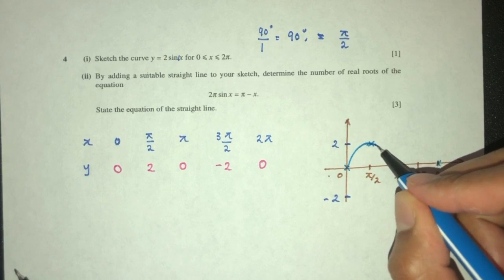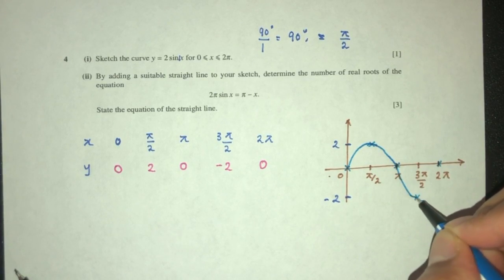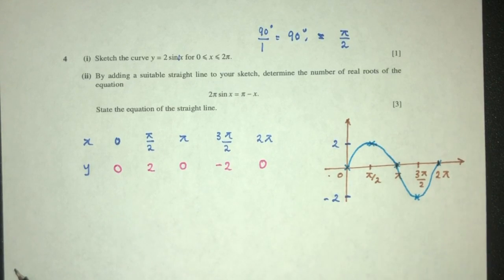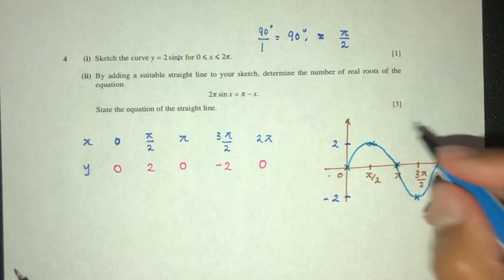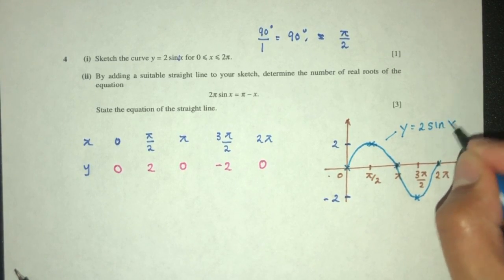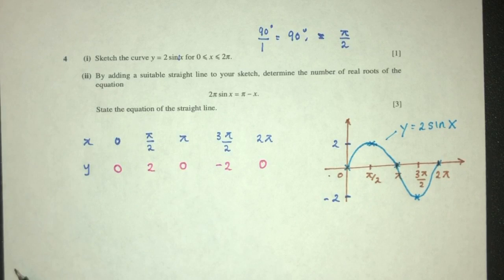Try your best to join them by a smooth curve. Okay, so it's not that great, but you get the idea. Try your best to make it as smooth as possible. That should be y equals 2 sine x. That is your curve sketch for part 1 of your question.